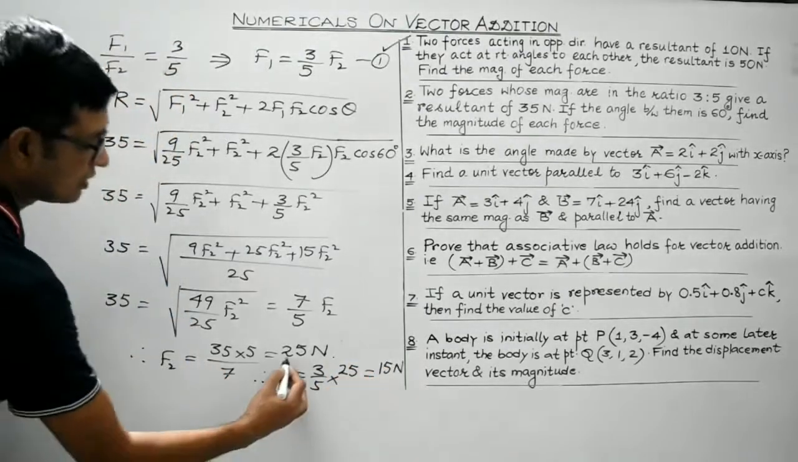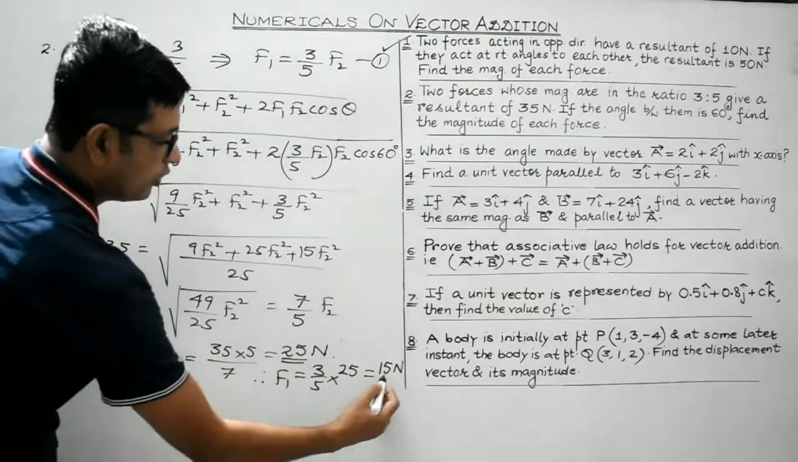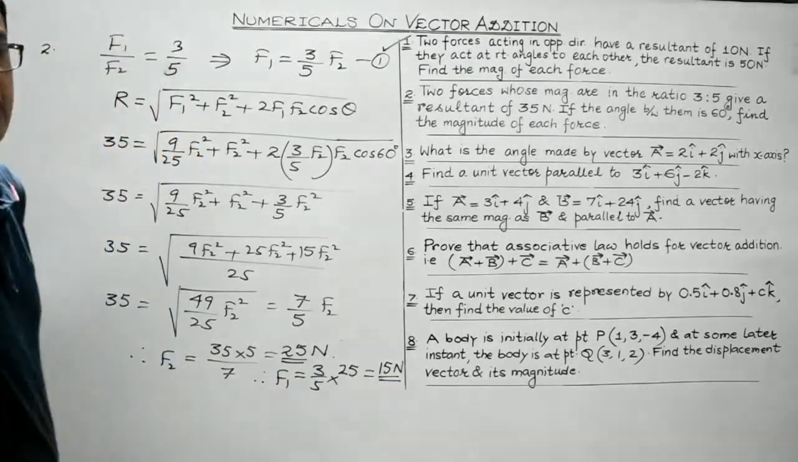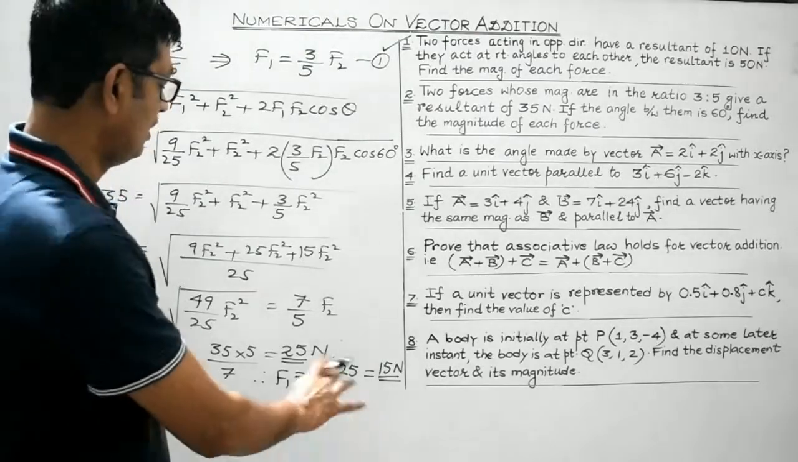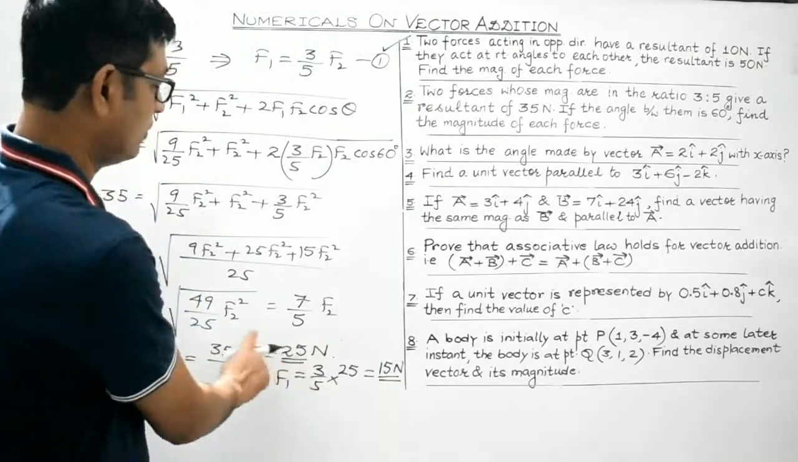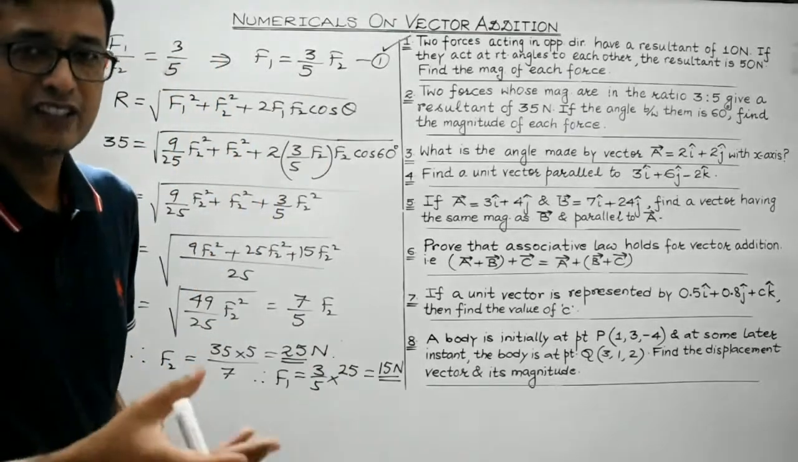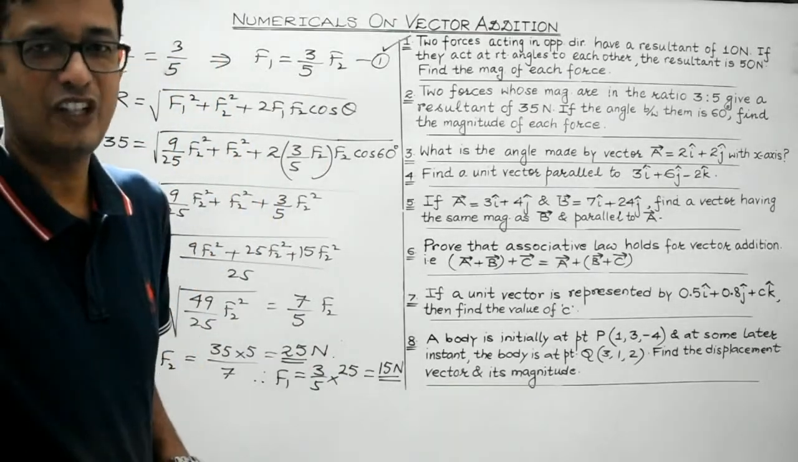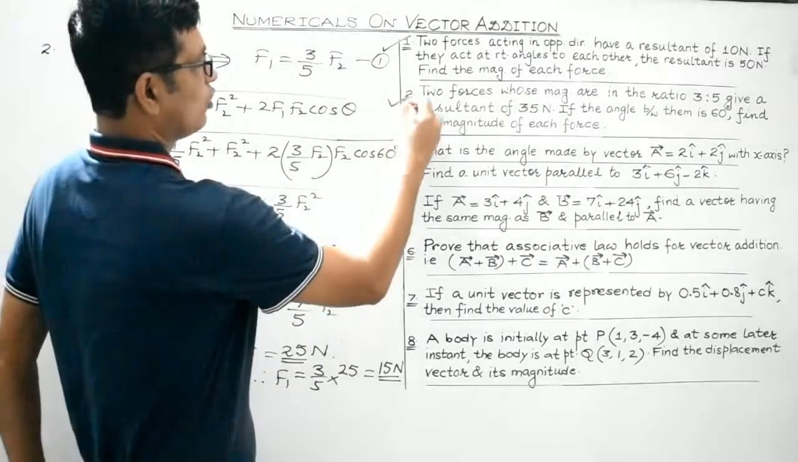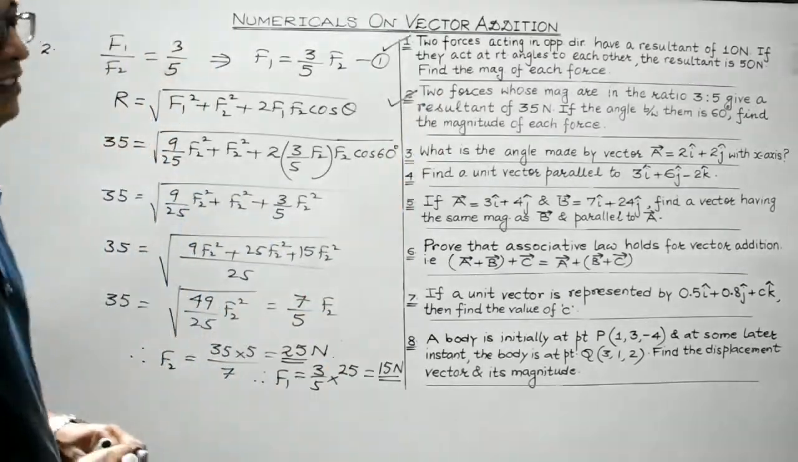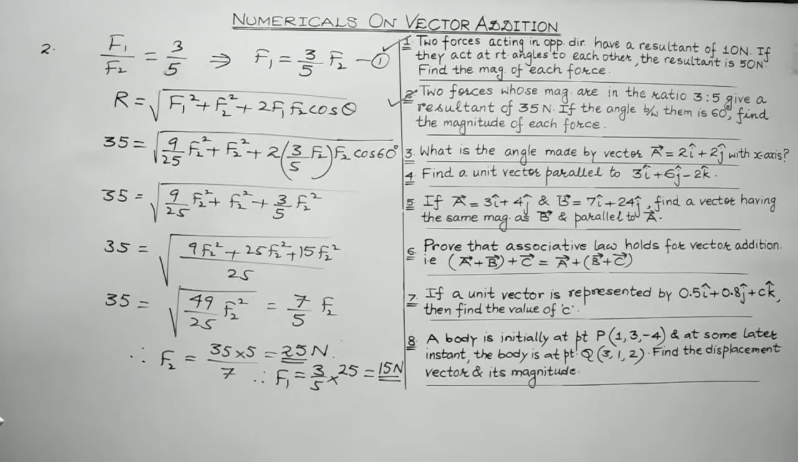So students, the answer is one of the force must be 25 Newton, the other one must be 15 Newton. Again you can cross check this. The ratio of these two forces F1 by F2, 15/25 will be equal to 3/5. That validates the answer obtained by us. Right? So we are done with question number 2 as well. Okay, let's proceed further.